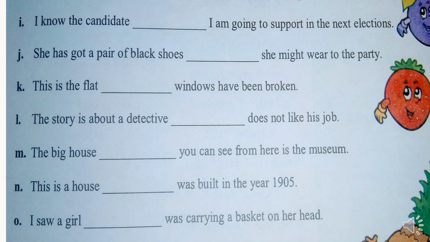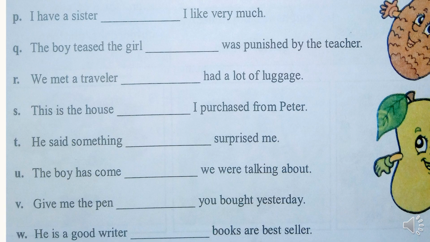I saw a girl that was carrying a basket on her head. Girl is the subject of the sentence because she is carrying the basket, doing the action. Now students, for these sentences, I'll only tell you the nature of the noun for which you have to use a relative pronoun, and I hope you can smartly guess the relative pronoun that is suitable.